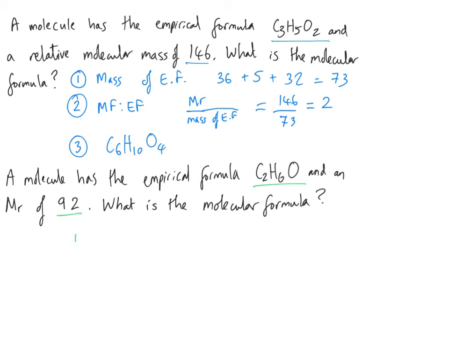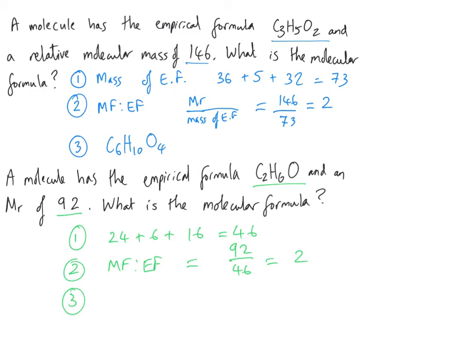Well, step 1, what's the mass of the empirical formula? 24 for the carbon, 6 for the hydrogen, then 16 for the oxygen, and that gives us a mass of 46. Step 2, what's the molecular formula to empirical formula ratio? Well, the MR is 92, the empirical formula mass was 46, and so the ratio is actually once again 2, and so the molecular formula is simply twice as big as the empirical formula, and so C4H12O2 is our final answer for the molecular formula.